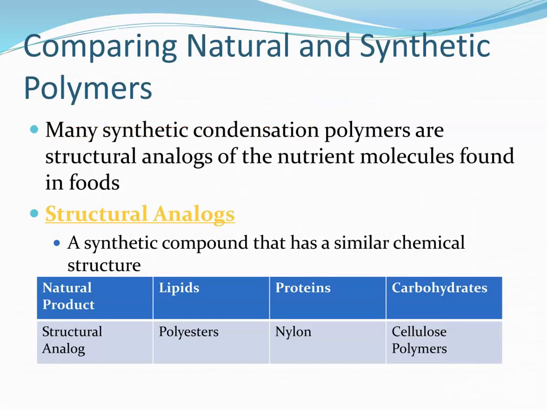Scientists have copied nature when developing certain polymers. The bonding properties of the synthetic polymers copy the bonding that exists in certain natural molecules. These synthetics are called structural analogs. For example, lipids that are found in nature are very similar to polyesters in their bonding. Nylon was developed with similar bonding to proteins, and cellulose polymers are similar to carbohydrates.